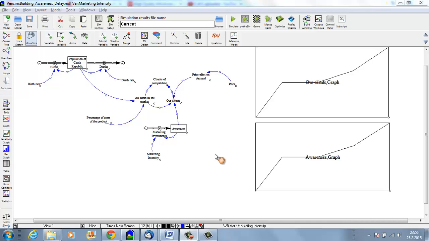Hello. Today I'm going to show you how we add another thing. I plan to add feedback in our model.